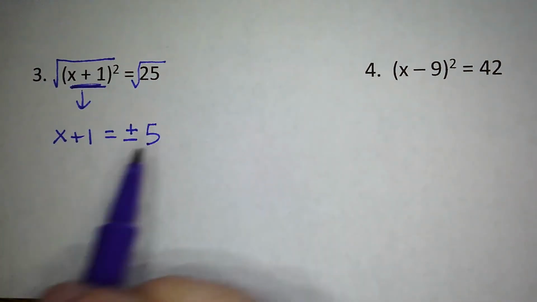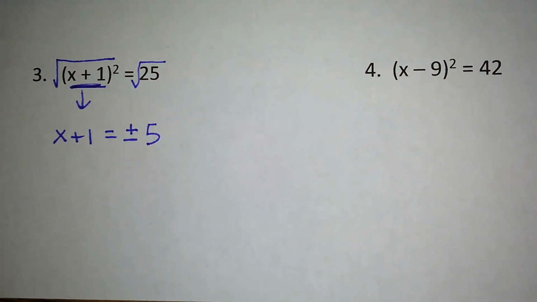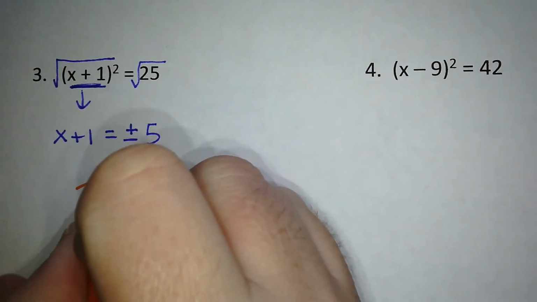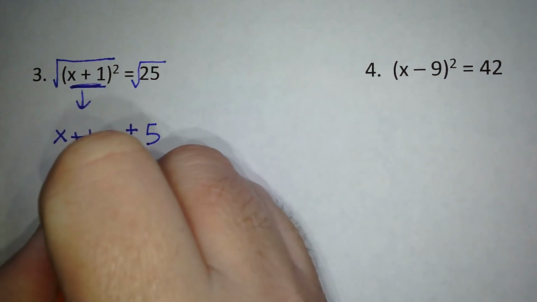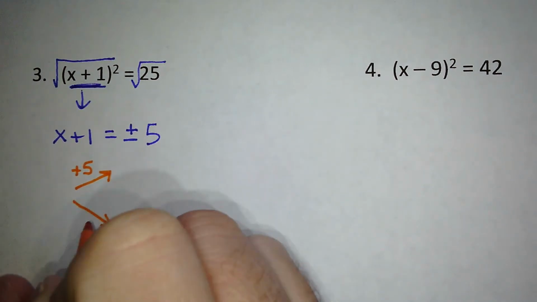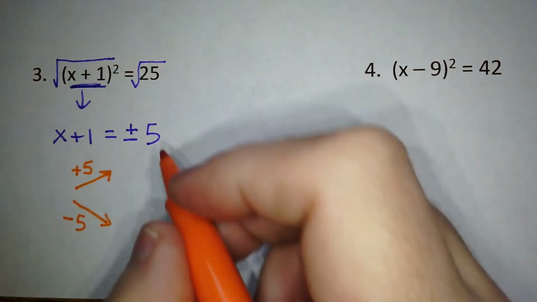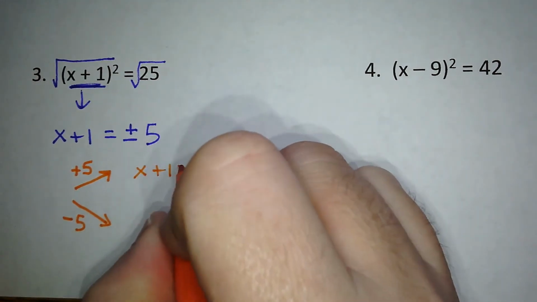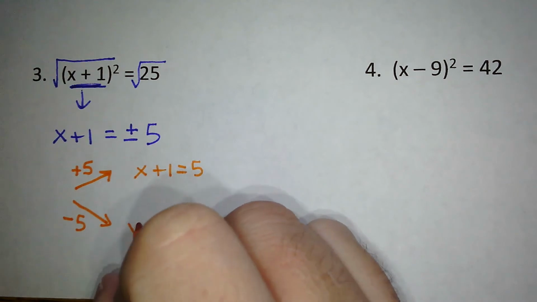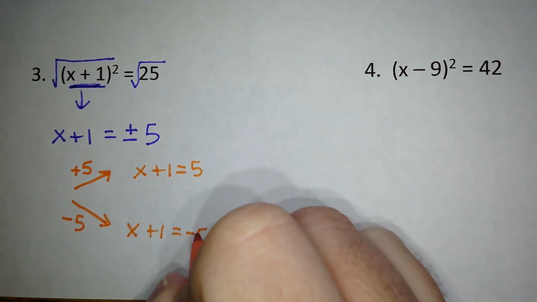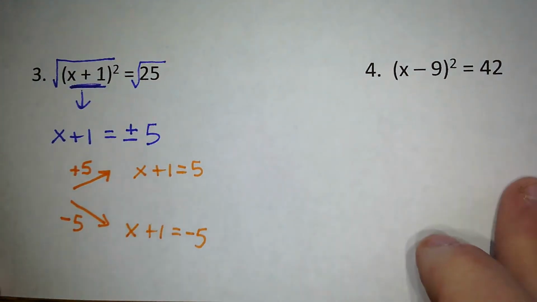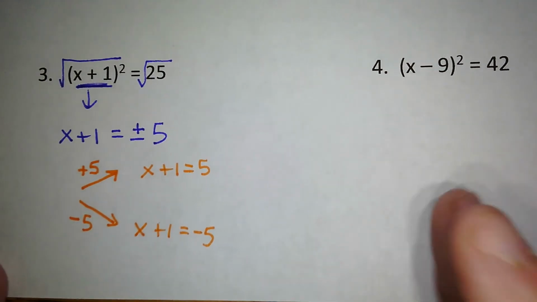At this stage, we are going to split this into two different solutions. So we are going to have a plus 5 and a minus 5. So basically, what we're going to do is have x plus 1 equals positive 5 and then x plus 1 equaling negative 5. And we're going to solve each of these mini equations for x.